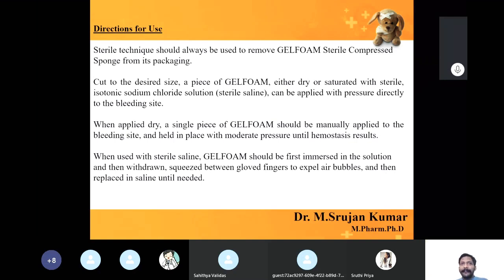Here is something very important. If you want to saturate your gel foam with a sterile solution, you need to take the gel foam and dip it into the sterile solution. After dipping, you need to squeeze the gel foam. This gel foam will absorb the water. After absorbing the water, you need to squeeze the gel foam between your two fingers. When you squeeze it, the air bubbles come out, because there was no water present when opened from the packet. When you dip it, some air cavities will be formed inside your gel foam.